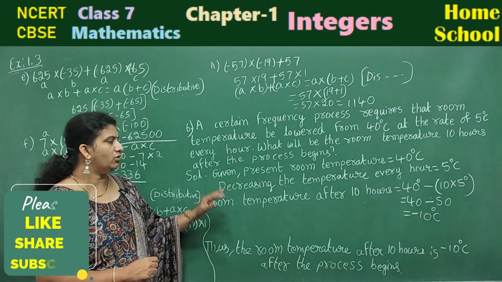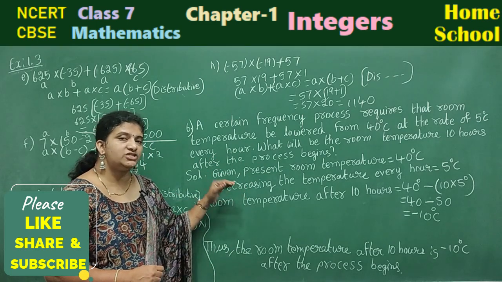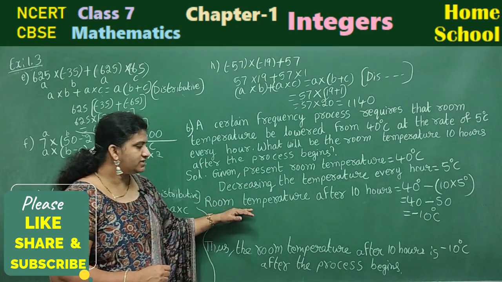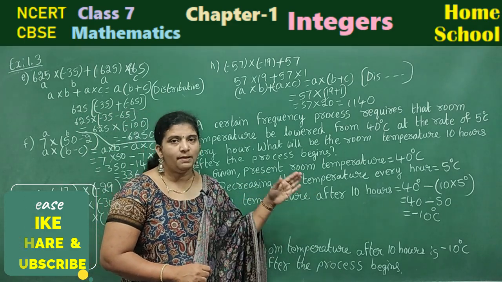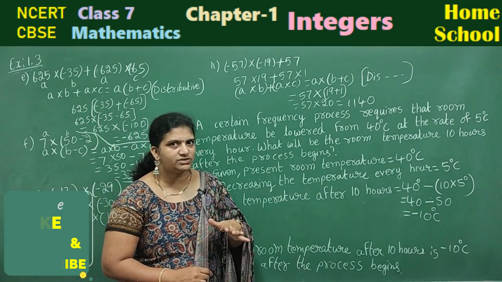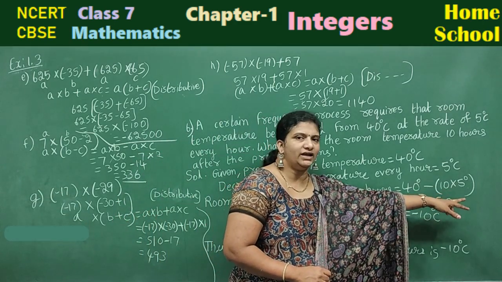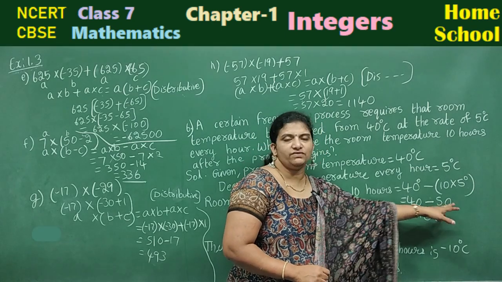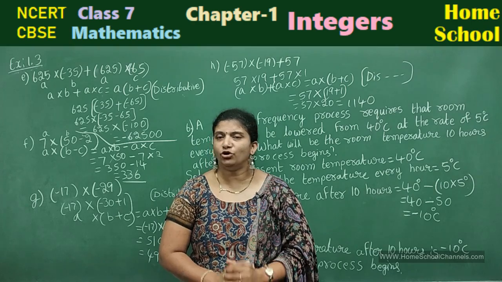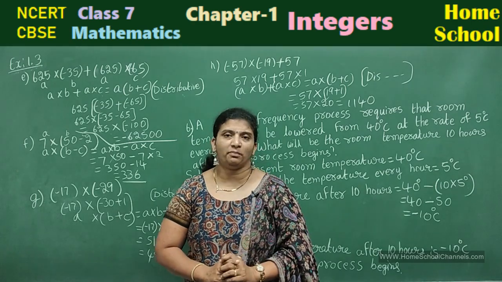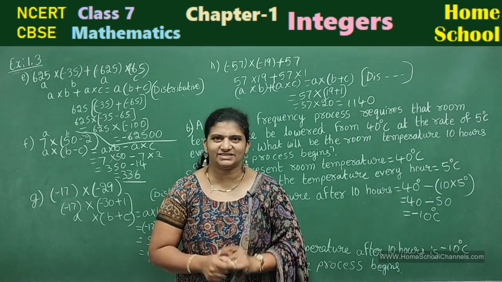This is how we need to do. Write the present room temperature first statement, and then how much temperature we need to reduce, and next what is the room temperature after 10 hours, that is 40 degree, minus 10 times you are reducing. 10 times means you need to multiply. 10 into 5 degree, that is 40 degree minus 50 degree, it will be minus 10 degree centigrade. Is this clear? Don't be confused with any of the properties. So try to understand carefully and do practice now itself.